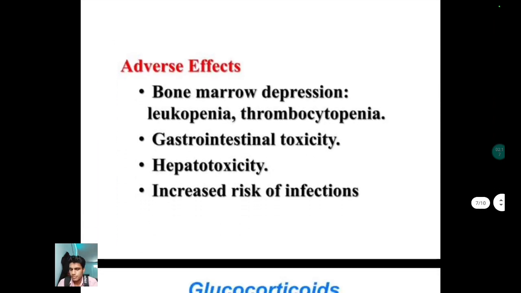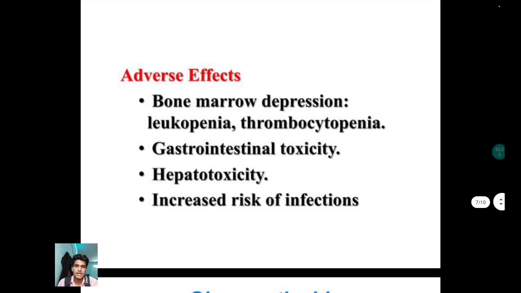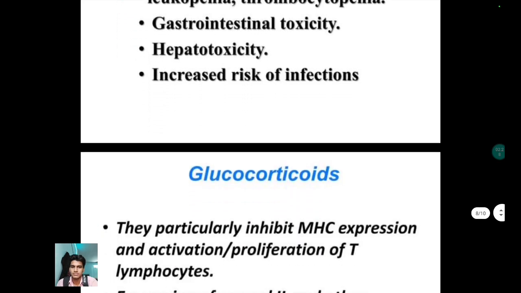Adverse effects of anti-proliferative drugs: bone marrow depression, leukopenia, thrombocytopenia, gastrointestinal toxicity, hepatotoxicity, increased risk of infection.